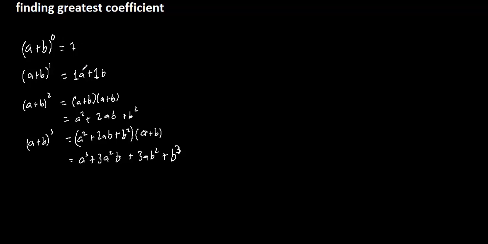Okay, so just looking at the coefficients. A coefficient is the number that's multiplied by a term. Here I'm just going to list them out. For the first one I get 1, for the second one I get 1 and 1, then 1a and 1b. Here I get 1a squared, 2ab, and 1b squared. That's 1, 2, 1.